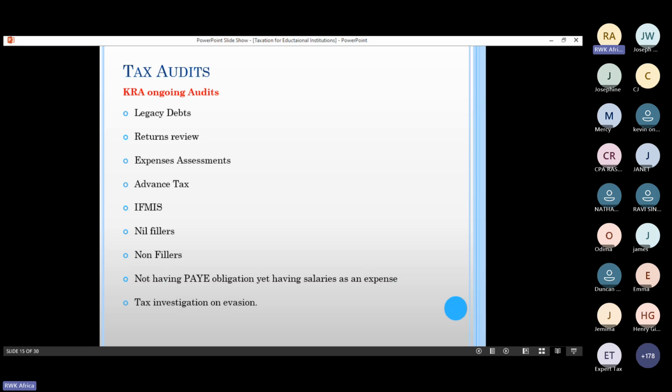Then we have IFMIS. So the records in the IFMIS, are they relating to whatever you have been declaring to KRA? So any variance between whatever you have filed to KRA and the IFMIS records, it will trigger that audit, and it's happening. Then you have the nil filers. So you have the different obligations that we talked about, but you have been filing a nil return every now and then. Then the non-filers, you're not filing the returns.